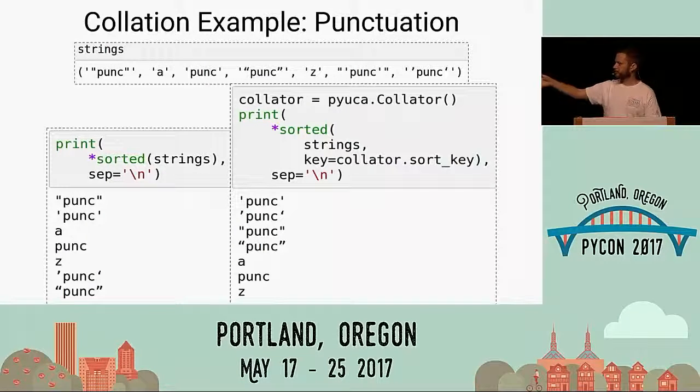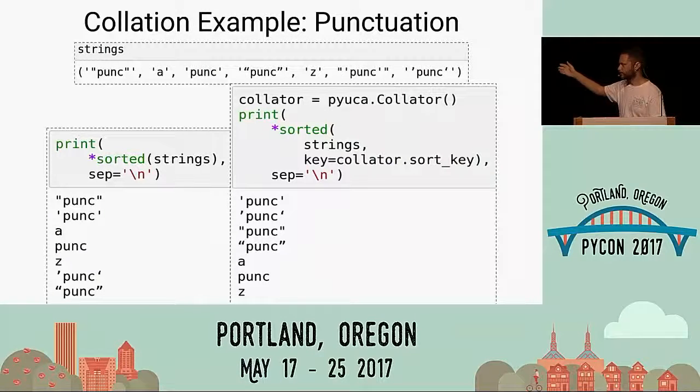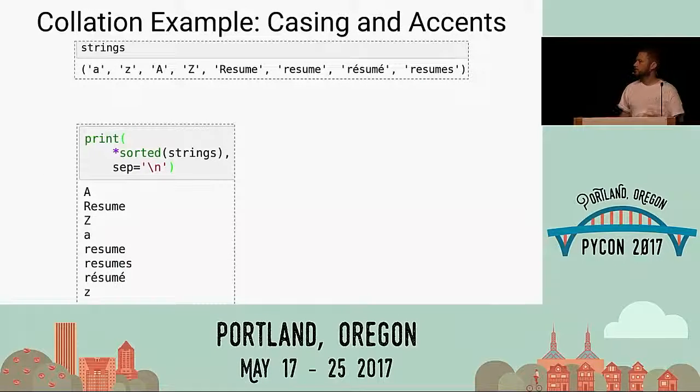On the left here, you see punctuation is kind of scattered around in how it's handled in sorting, when this is using just code point ordering. On the right, you can see we're using PyUCA, and all the punctuation gets put at the top. All the single quotes are next to each other. It's a lot more intuitive. So let's look at some casing distinctions and also accents on characters. What is the sort order you would want these to be in?